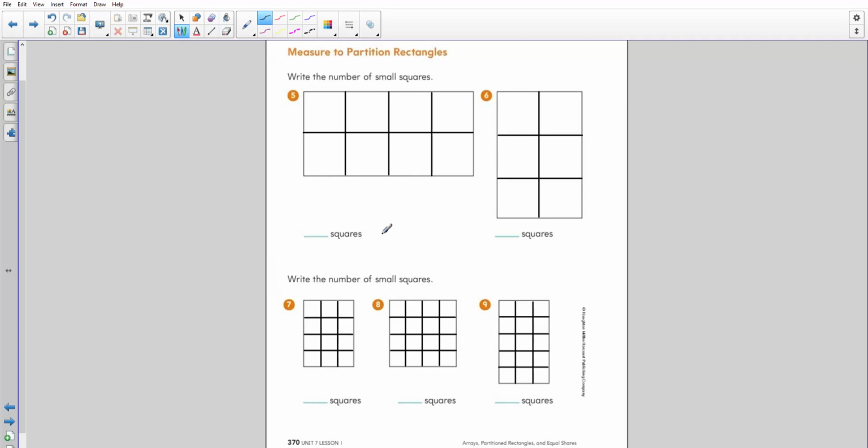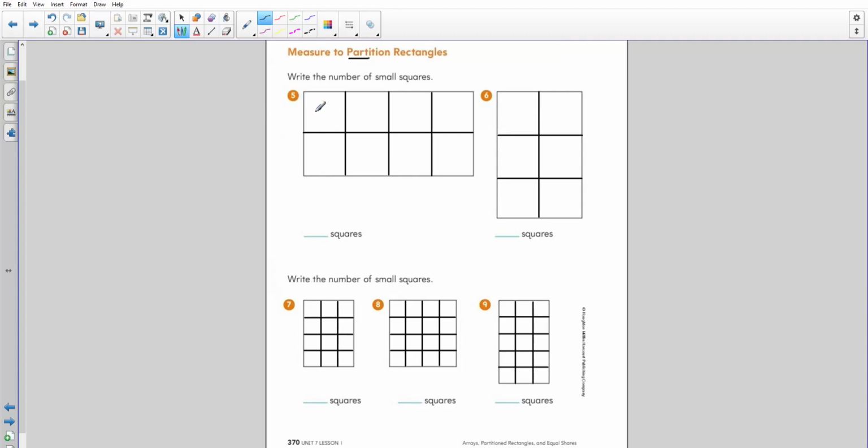A partition, if you look at this word at the top, partition, has the word part in it. But in a partition, every part is the same as the other parts. There's no bigger or smaller part. Also, when you partition with rectangles, you will have an array when you're done.